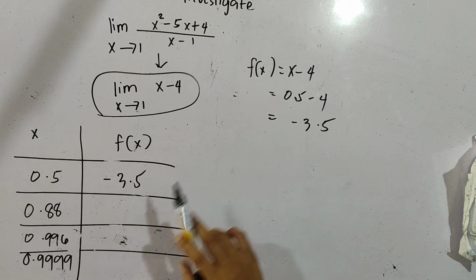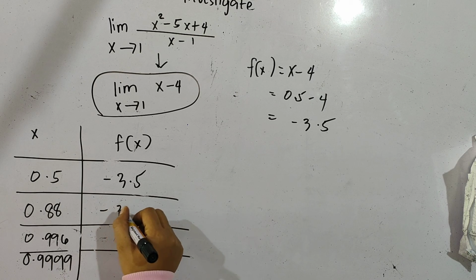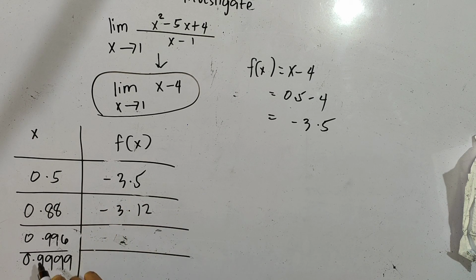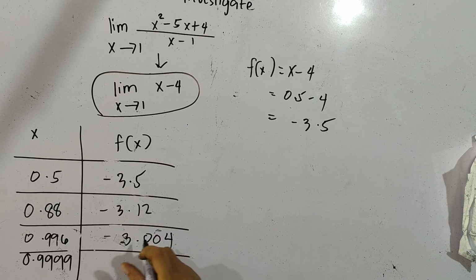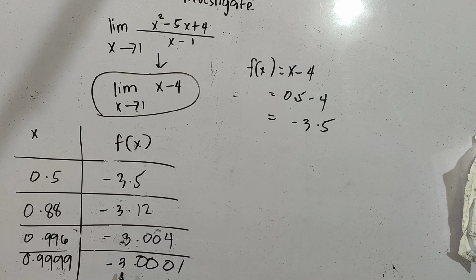Same process ra gihapon sa 0.88. 0.88 minus 4 is negative 3.12. 0.996 minus 4 is negative 3.004. How about 0.9999 minus 4 is equals to negative 3.0001. Ato gihapon na i-round off sa 3, or negative 3. So, same ra sila result, approaching to the right and approaching to the left side.